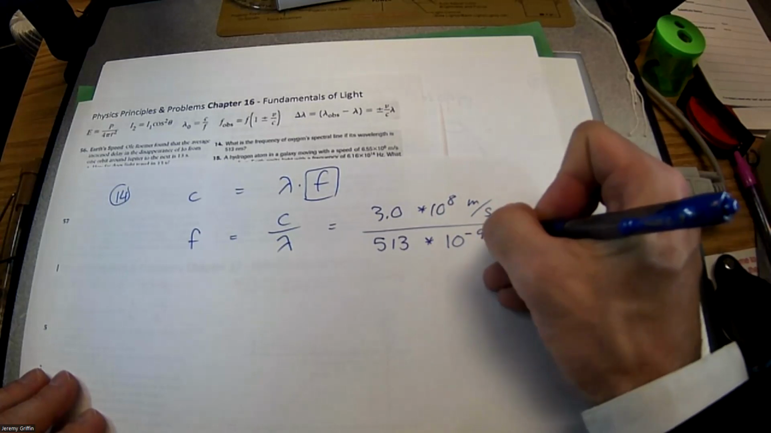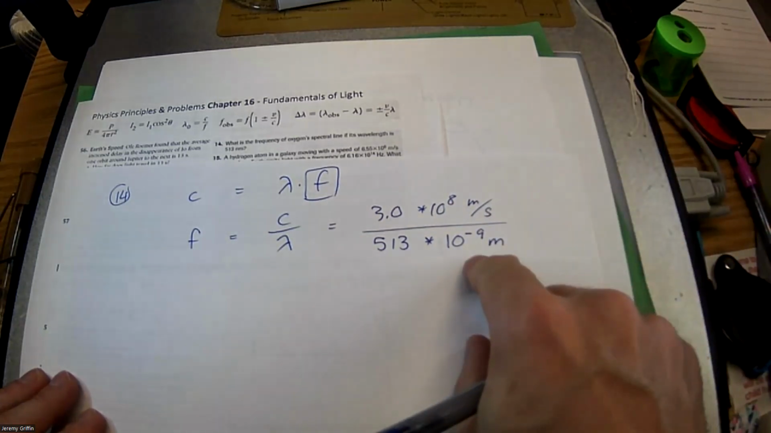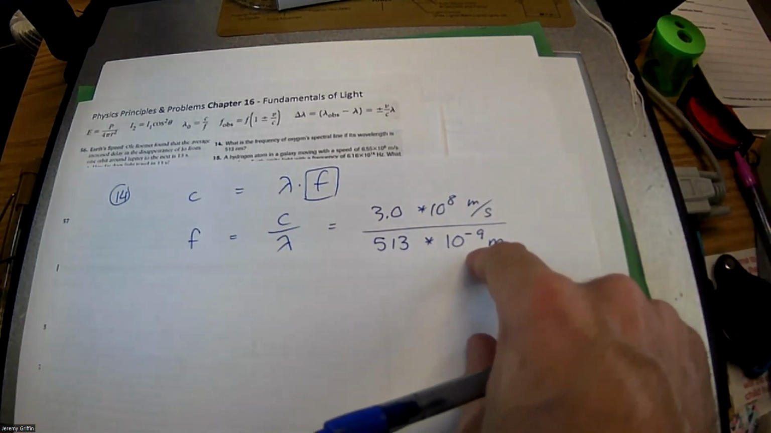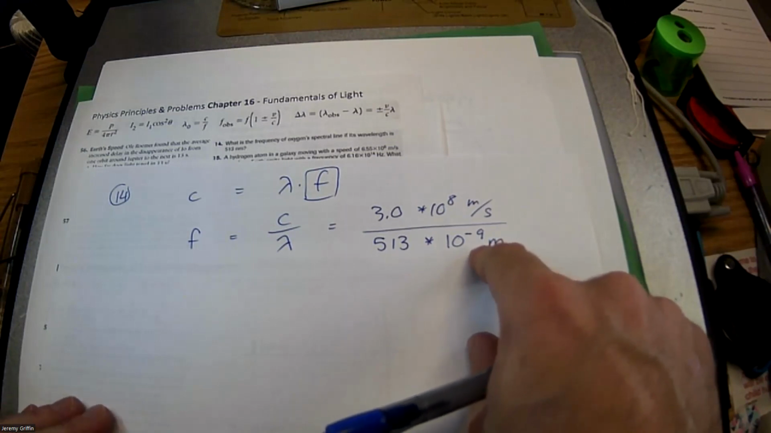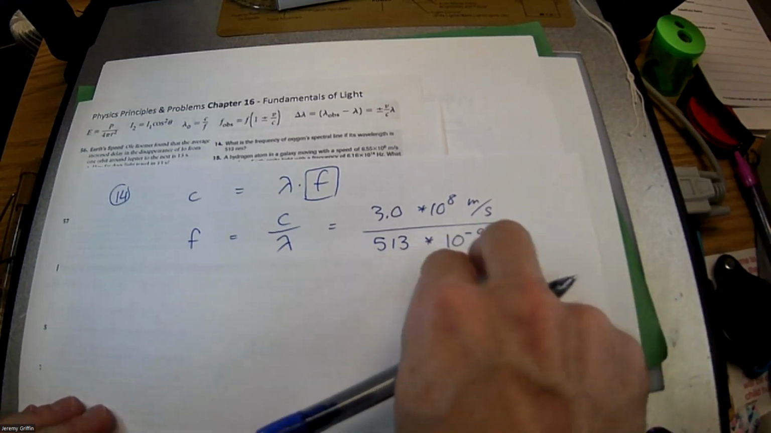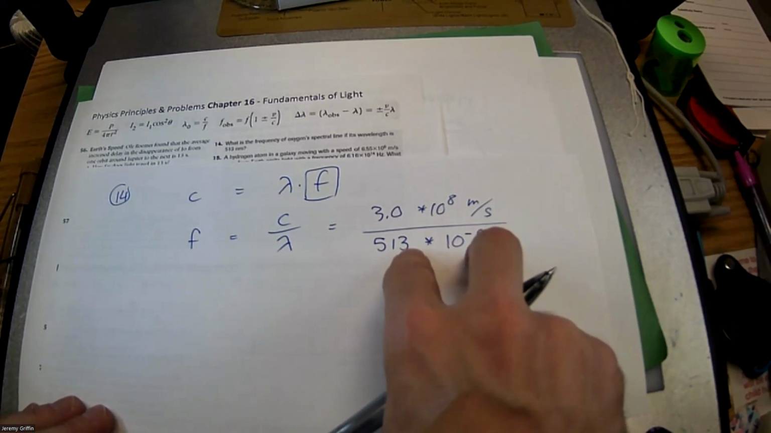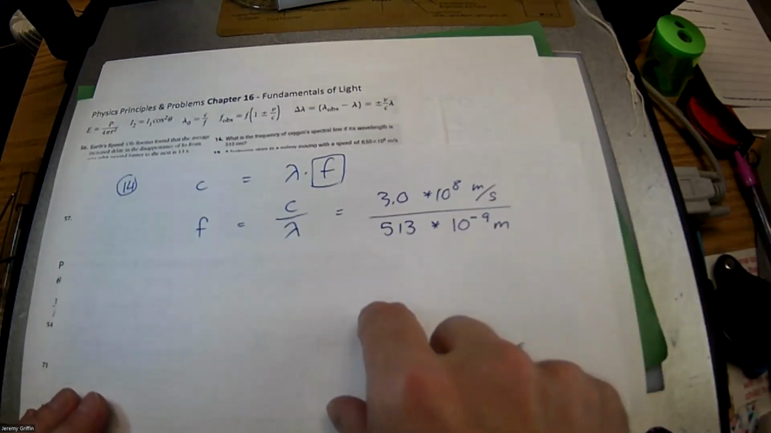Minus 9, right? It's like 1 billion. Okay. Nano is like a billion. Micro is a million. Nano is a billion. Okay. So that many meters. So this is within the visible spectrum, right? Okay. So some hundreds of nanometers.